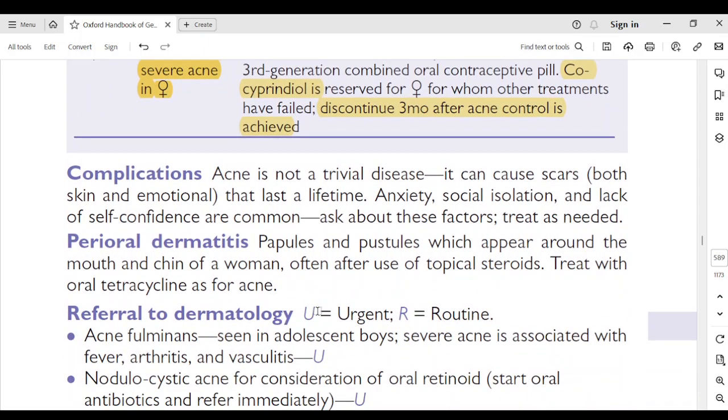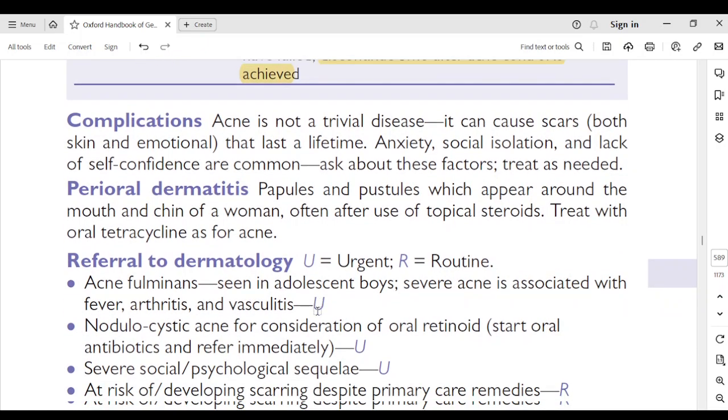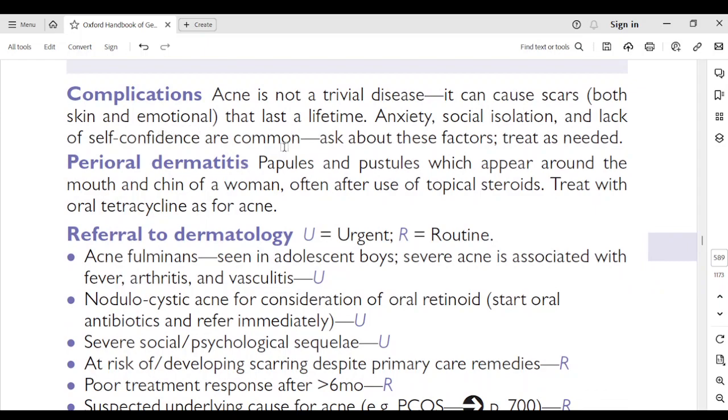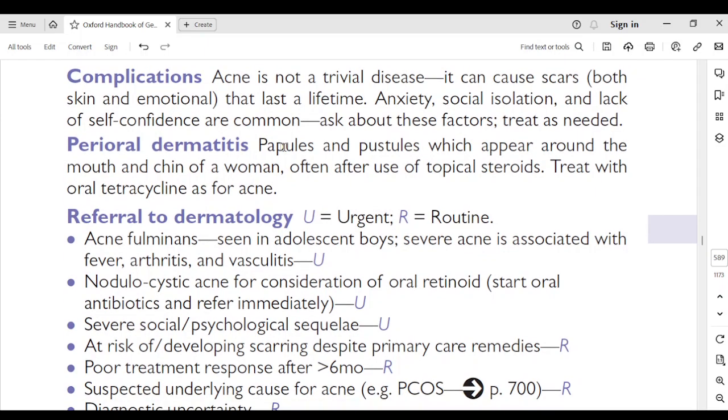Complications. Acne is not a trivial disease. It causes scars, both skin and emotional, and lasts a lifetime. Anxiety, social isolation and lack of self-confidence are common. Ask about these factors, treat as needed.